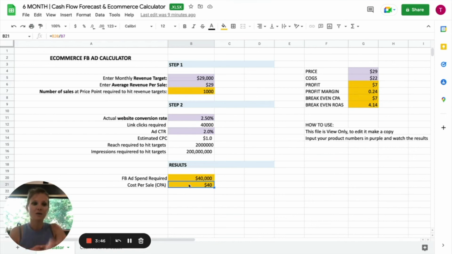So I do not think that products that are less than $50 for average cart, unless you're a subscription and playing the long game, should run a full-scale cold traffic ads campaign. I recommend using it more on the back end, nurturing with retargeting.